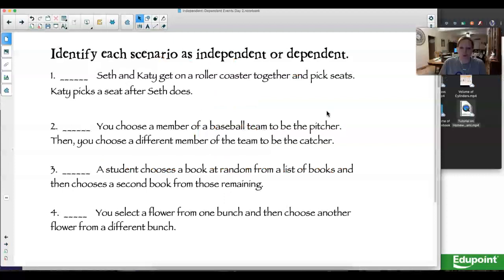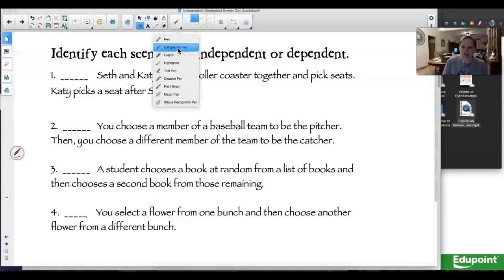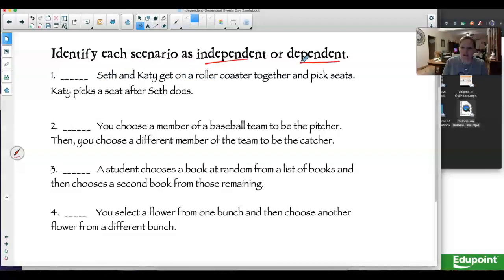So just a real quick review. Remember, an independent event means that the two events don't have any effect on each other, and dependent means that one does affect the other. So if we're looking at these scenarios and we just want to identify them as independent or dependent, the first one, Seth and Katie get on a roller coaster together and pick seats. Katie picks a seat after Seth does. Because Seth picks his seat first and then that seat is no longer available, that means that these are dependent events because the number of seats to choose from changes after Katie picks hers.